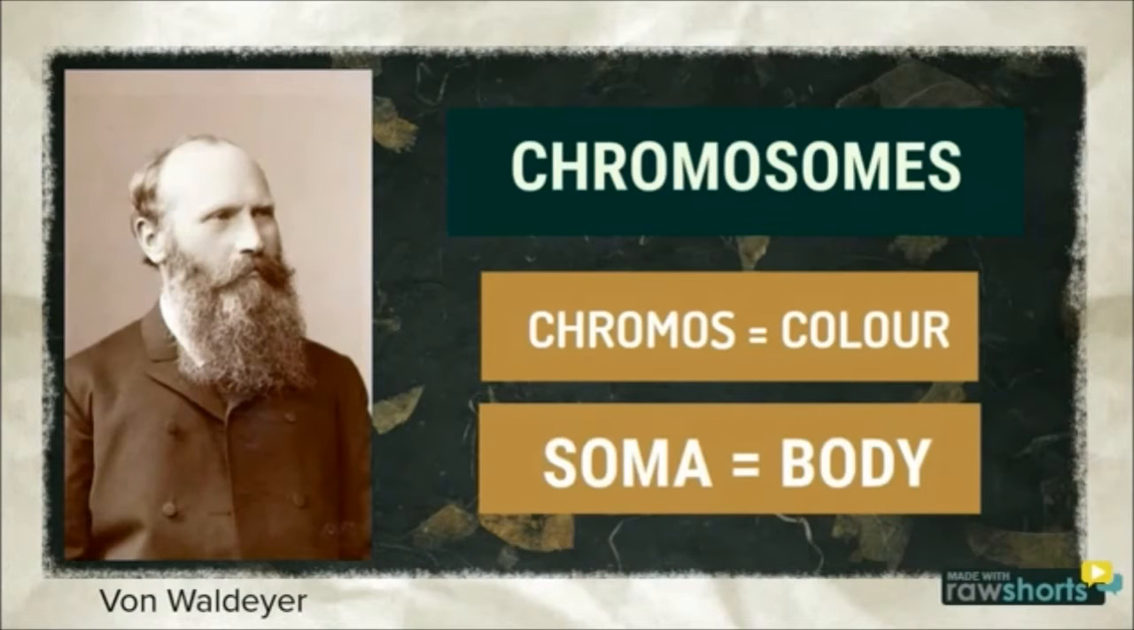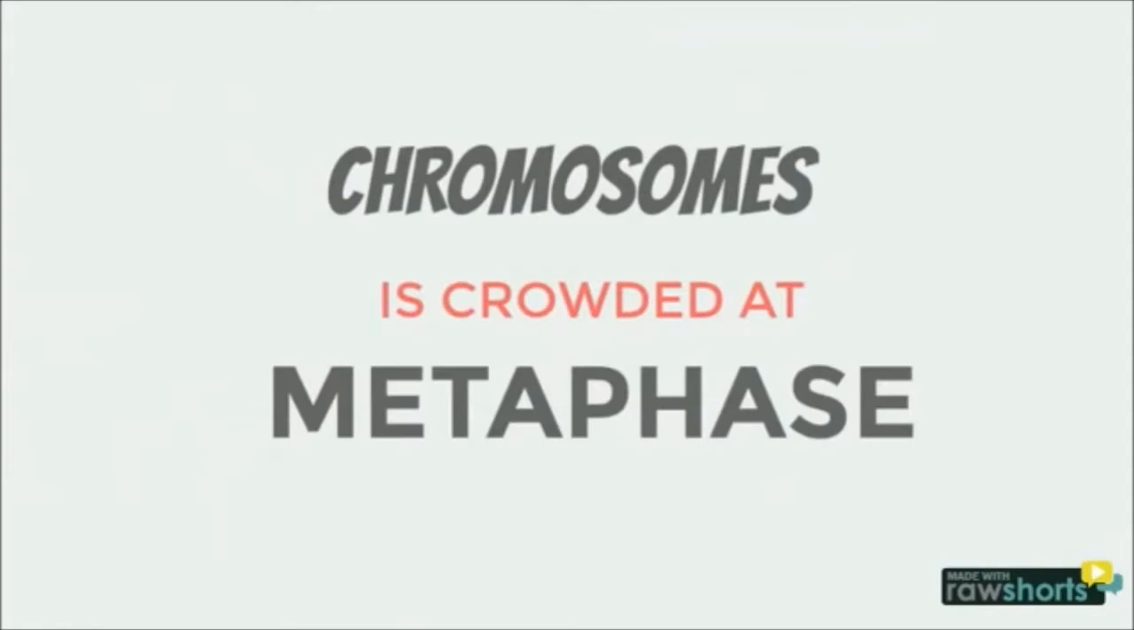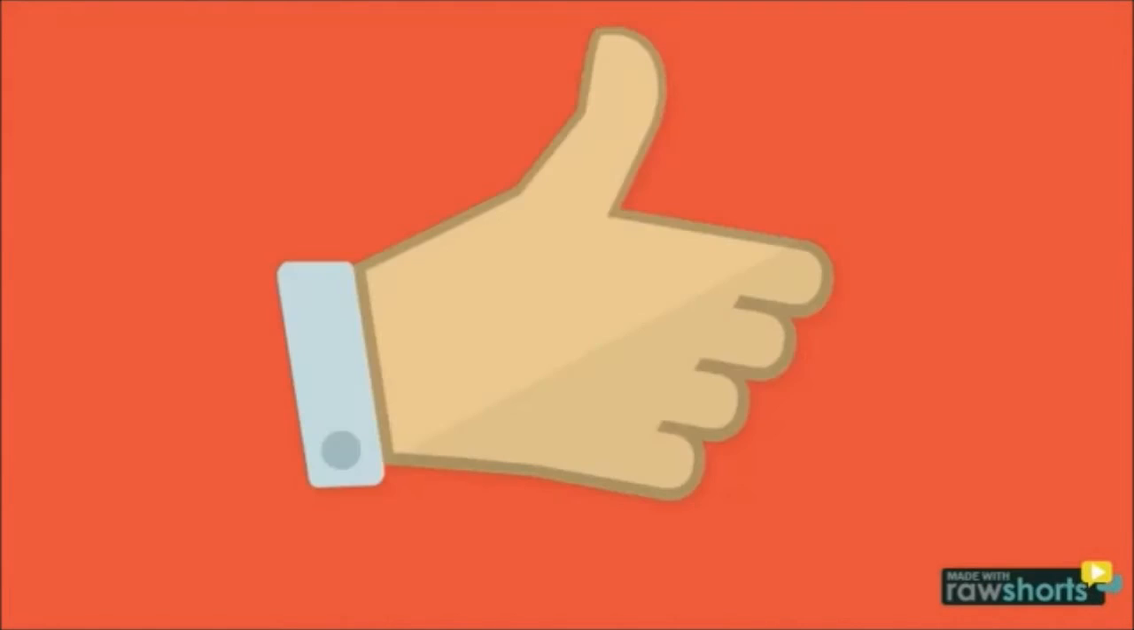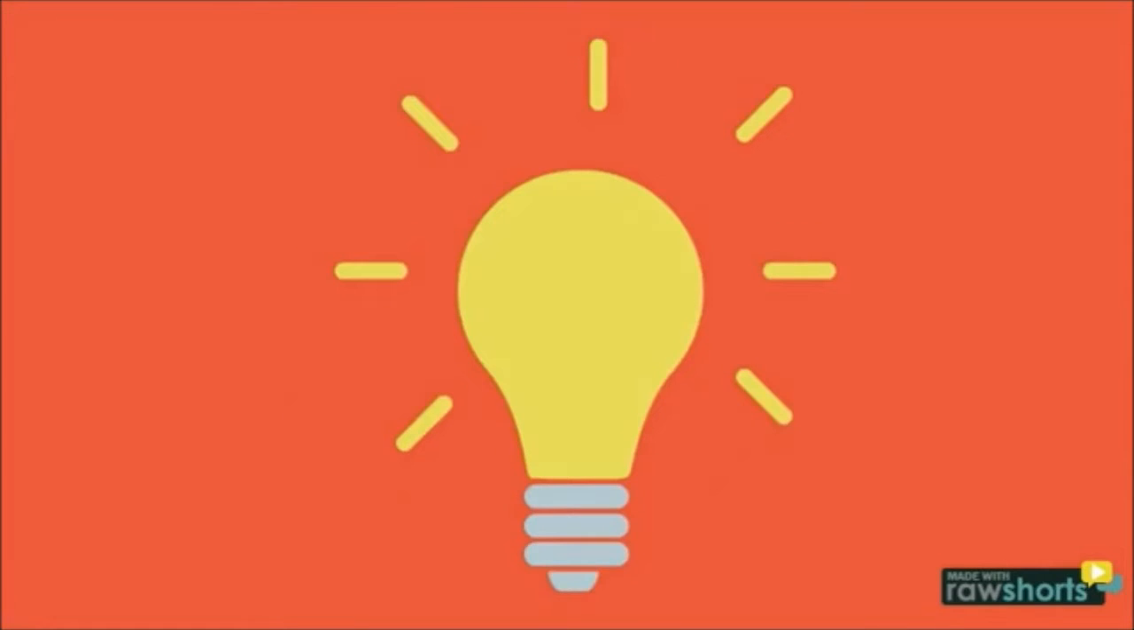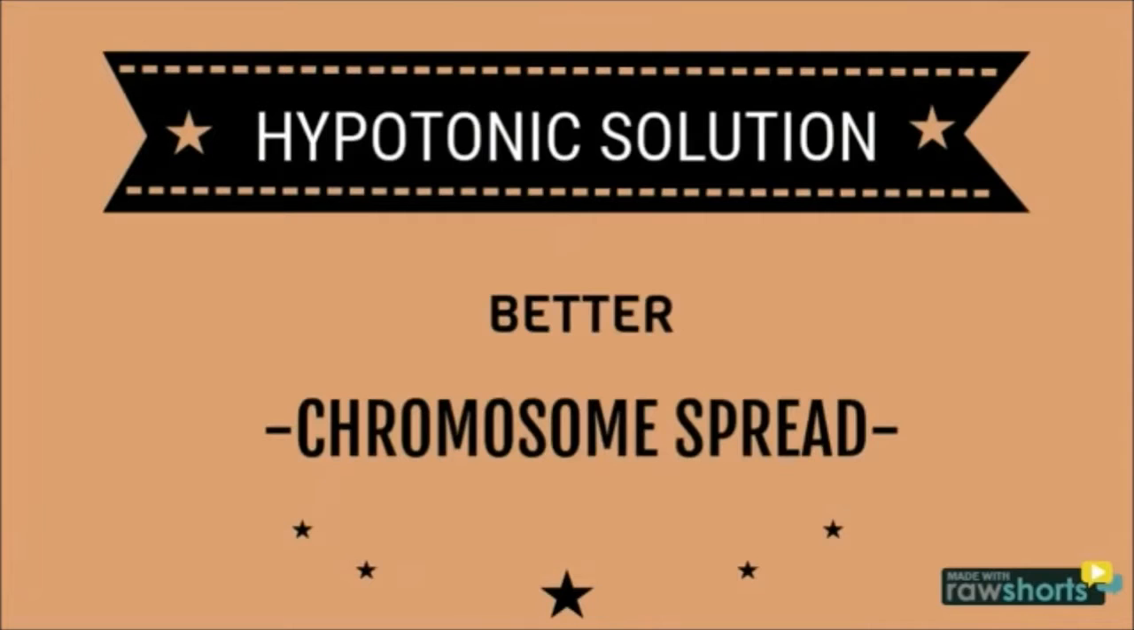Chromos in Greek means color, and soma in Greek means body. Initially, we didn't know the diploid number of mammalian species because the chromosomes were crowded at the metaphase stage. But there were a lot of improvements and innovations in cytogenetic analysis, such as the addition of culture to arrest cells at the metaphase stage, as well as the use of hypotonic solutions for better chromosome spread.